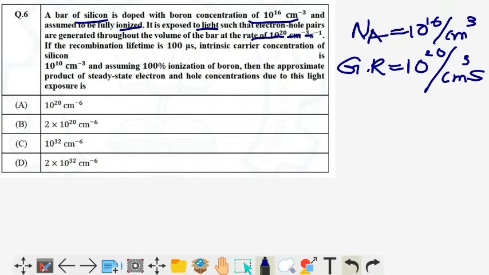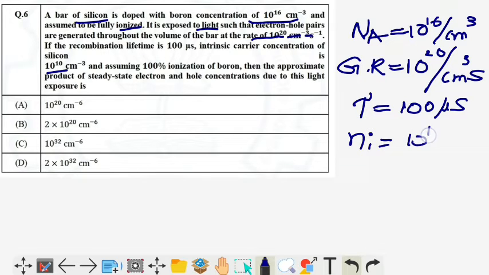And if the recombination lifetime is 100 microseconds, so the recombination lifetime is also given, that is 100 microsecond. So let's denote it here like this. And the intrinsic carrier concentration of the silicon is 10 to the power of 10 per centimeter cube. So that is Ni is 10 to the power of 10 per centimeter cube. So this is what is given in the question.